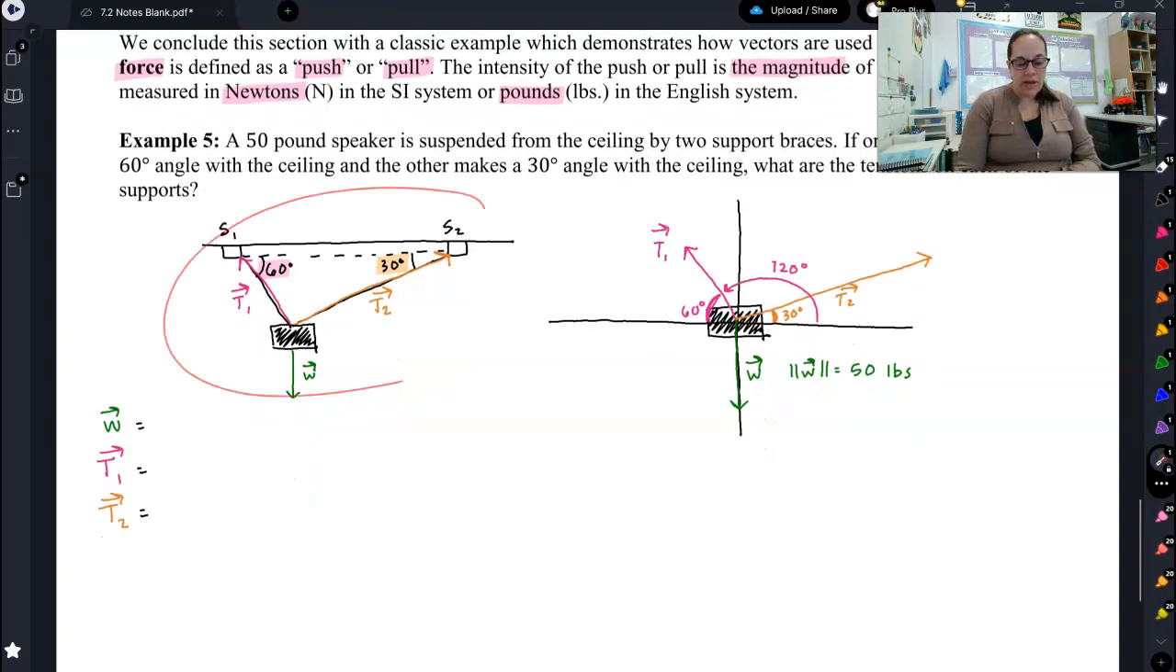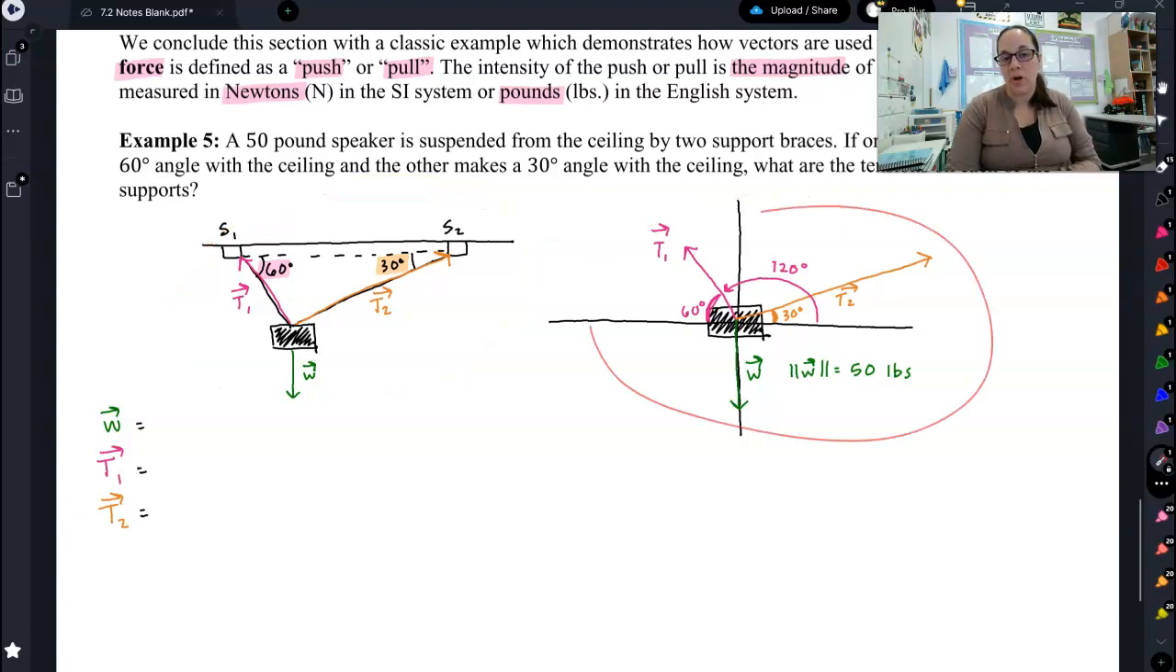Now, what I did is, instead of drawing the picture like this, it's more helpful to draw the picture on a coordinate grid. So I put the speaker at the origin right there, and I recreated all my vectors. So this one is tension 1. That's my vector that connects to support beam 1. This one is tension 2. That connects to support beam 2. And then here's my weight vector, aka my gravity vector.